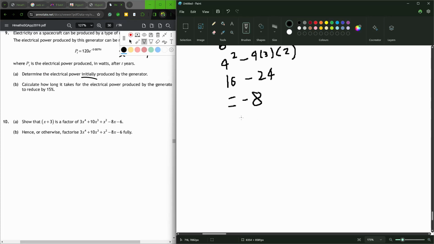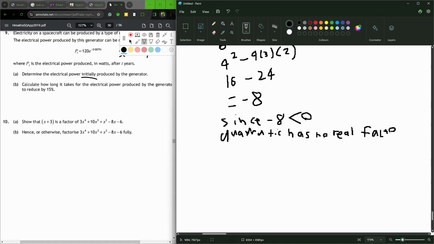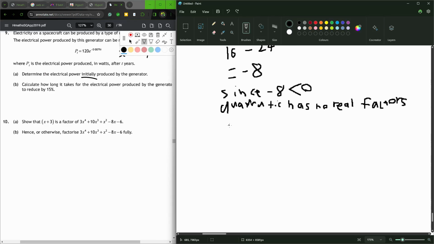So then we can just say, since minus 8 is below 0, this quadratic has no real factors, I guess you could say. You can get away with saying no real, but technically it does have imaginary factors. That's beyond the scope of my brain. There's no real factors. Oh, gotta love the scroll mechanic.